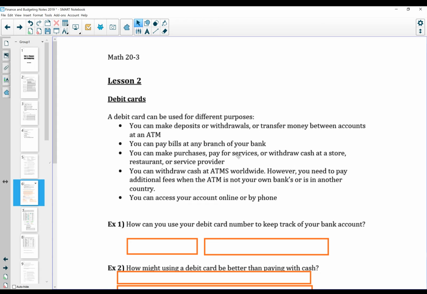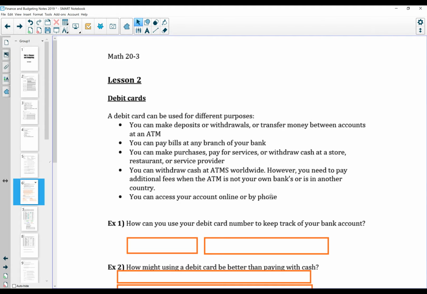Okay, ladies and gentlemen, welcome back to our next lesson in Math 20-3. This is lesson 2 for Unit 3, finance and budgeting. It's a fairly long lesson. I'm going to break it up into a few different videos here.